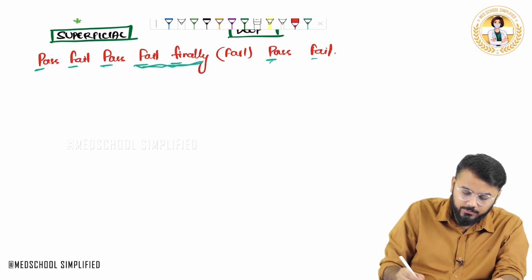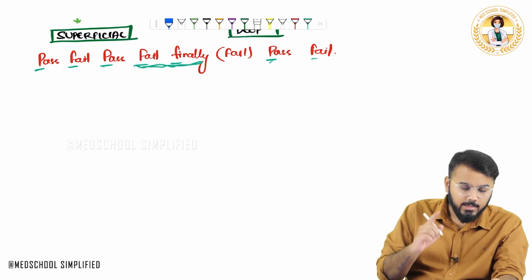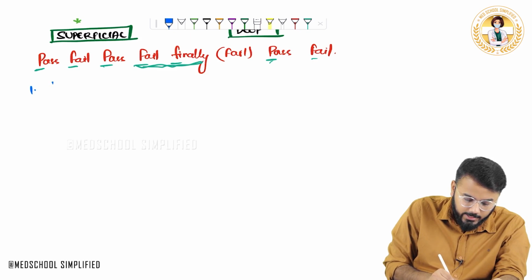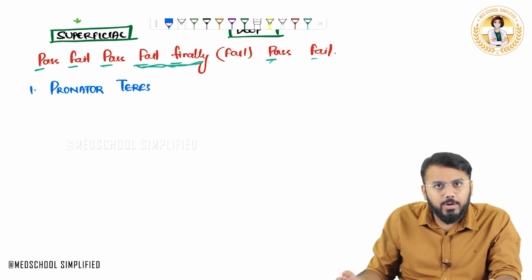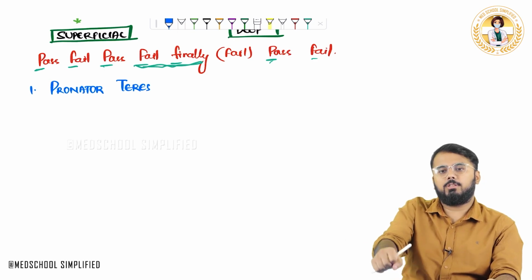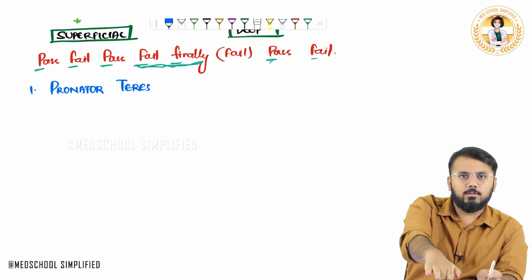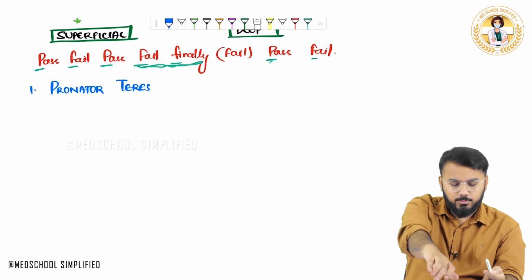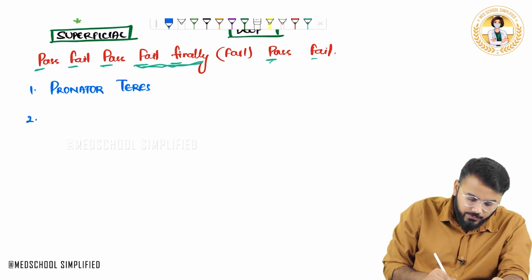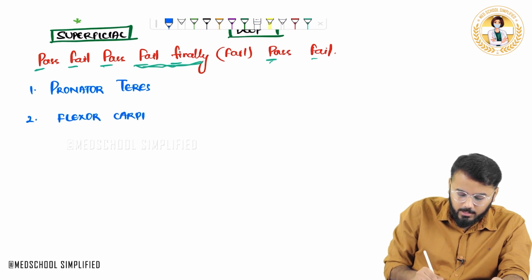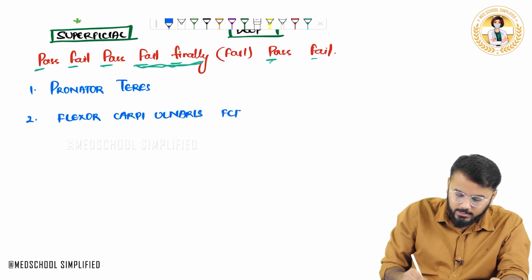The first P stands for pronator teres, right? Why is it called pronator teres? Because it is responsible for pronation. This is called pronation. Pronation is promising; supination is receiving. The second important thing is that F stands for flexor carpi ulnaris, also called FCU.